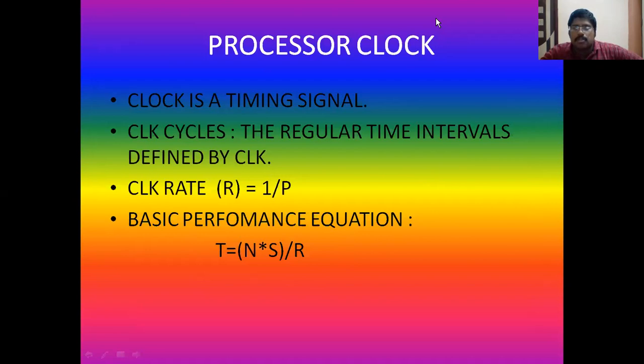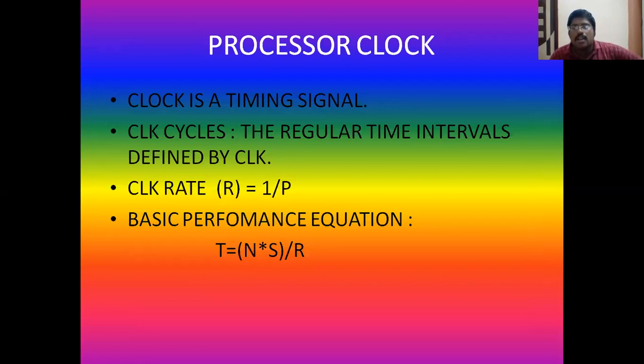What is the purpose of a processor clock? It determines the timing. It is a timing signal. For a processor clock we give a particular frequency, 1 megahertz, 10 megahertz, like that. As we are familiar now, frequency is inversely proportional to time period. Depending on the frequency, it will calculate the time period, and in that time period it will perform the operations.